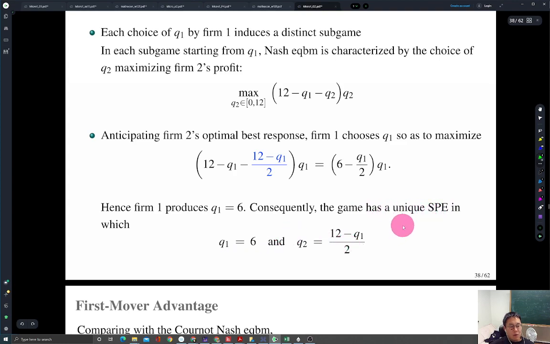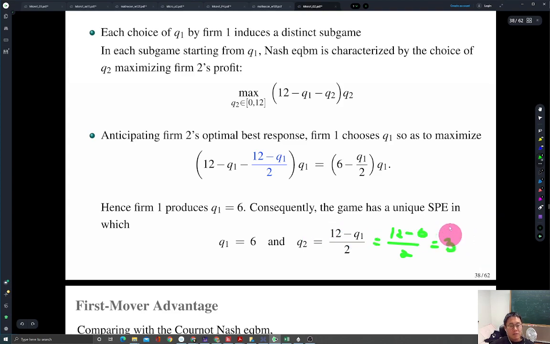And when we describe equilibrium, remember that we have to specify the players' strategy profile. Player 1 has just one information set, so one single number is one possible strategy. So firm 1 in SPE produces 6 units. But firm 2 has infinitely many information sets. Although firm 2 can observe firm 1's choice, in the end here it is going to produce 3 units, 12 minus 6 divided by 2. But that is an equilibrium outcome.